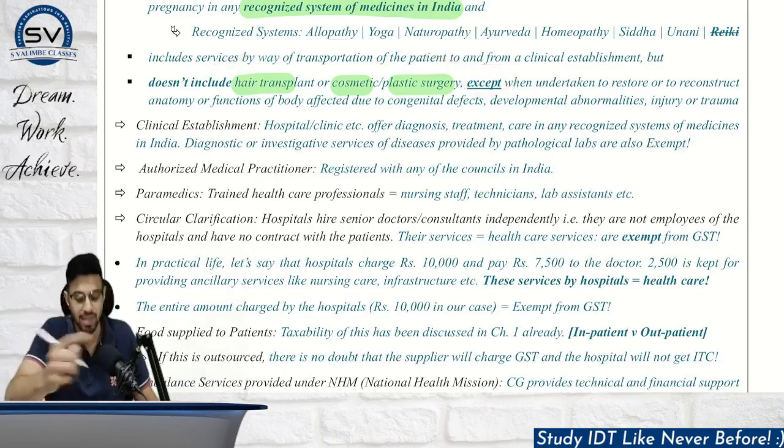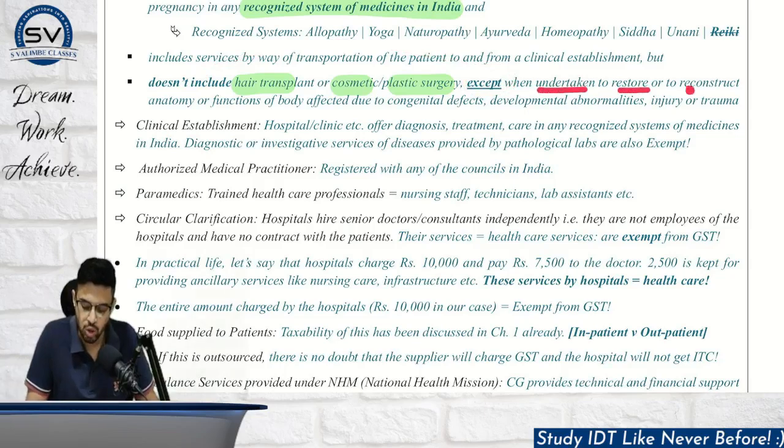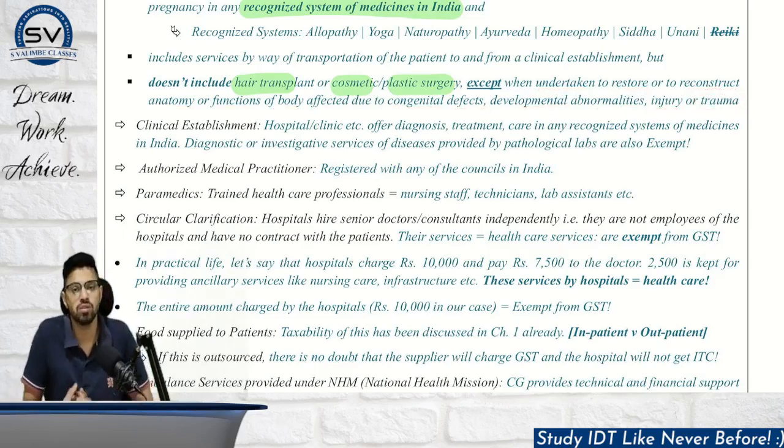Now it is included in healthcare services when it is undertaken to restore or reconstruct anatomy or functions of body affected due to congenital defects, developmental abnormalities, injury or trauma. Let's say there was one serious accident of some person due to which a surgery was required. Now here the sympathetic view will be taken. It is a healthcare service, right? But let's say there is some Bollywood actress going for a plastic surgery. That is not covered here. That will always be taxable. If there is some child with some abnormality, birth defect, and some surgery is taking place, then in that case GST will be exempt, right?